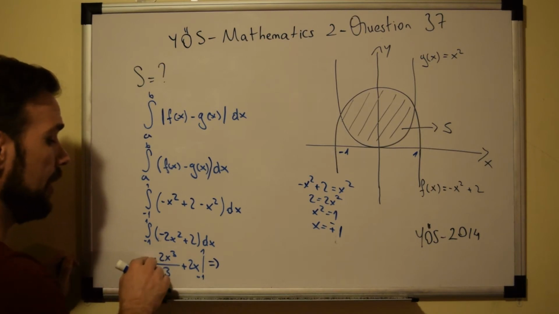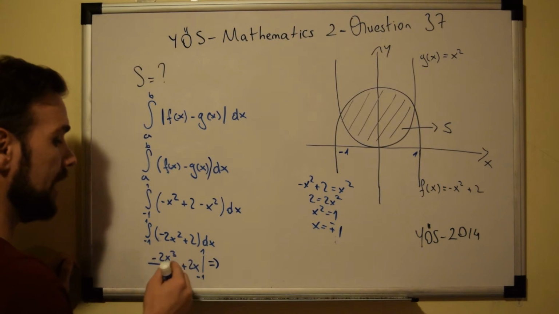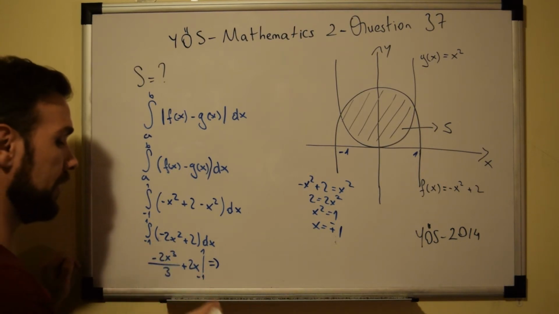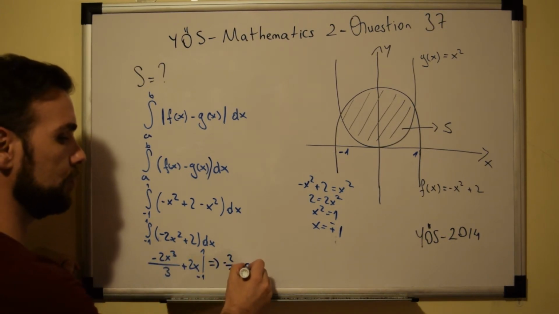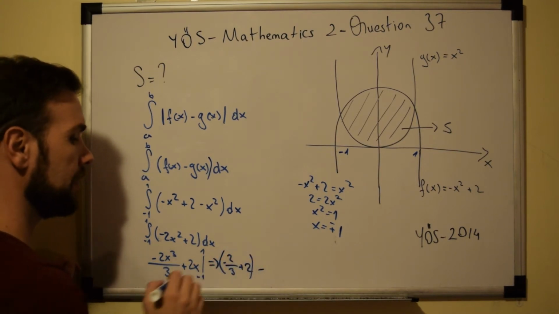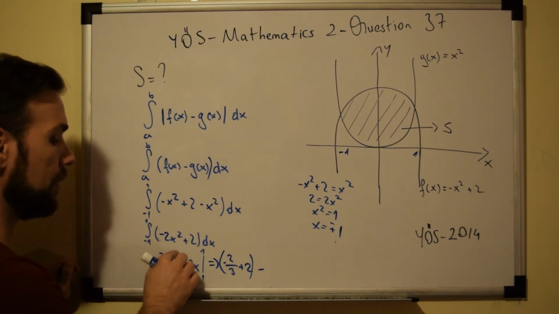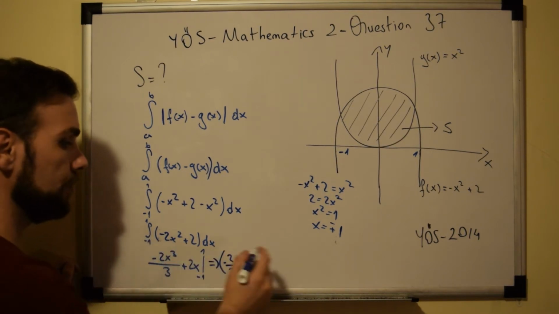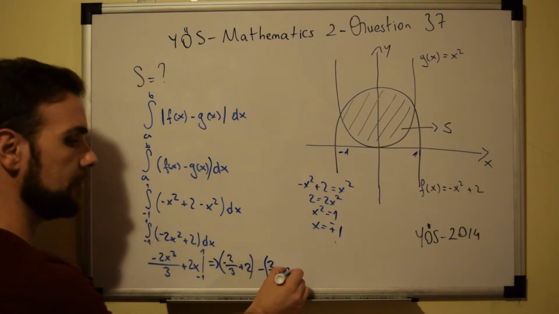What do we have here? We have minus 2 times 1 to the power of 3, which is 1, so minus 2 over 3, plus 2 times 1, which is 2, minus, what do we have here? We have minus 2 times minus 1 to the power of 3, which is minus 1, so minus times minus is plus, so we have 2 over 3, and minus 2.